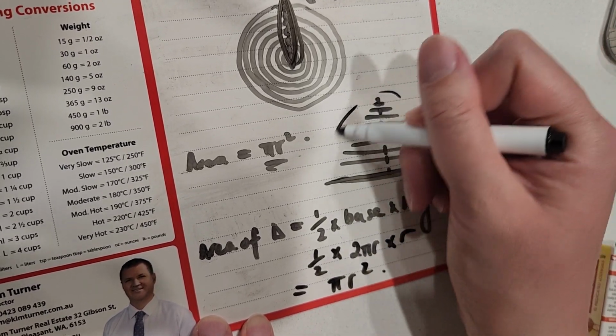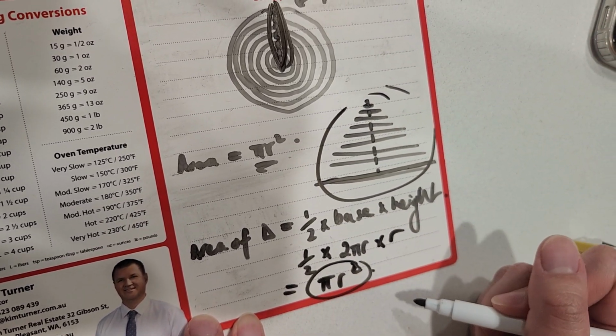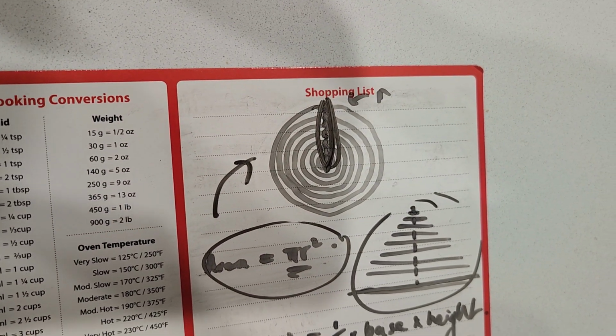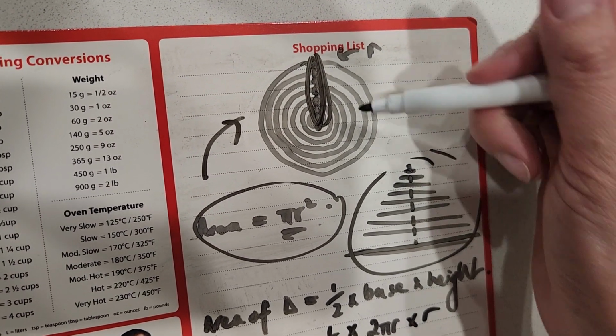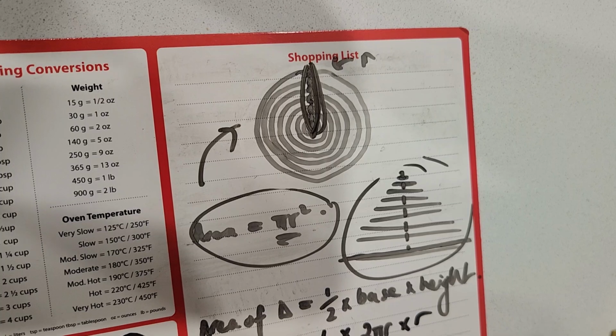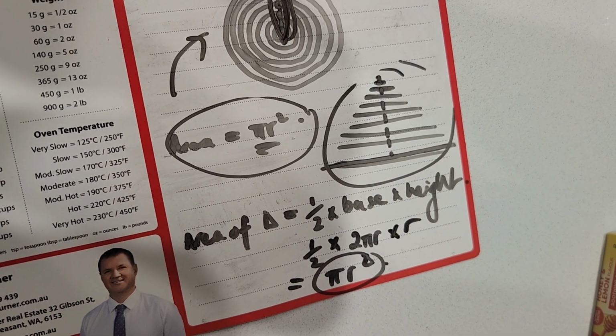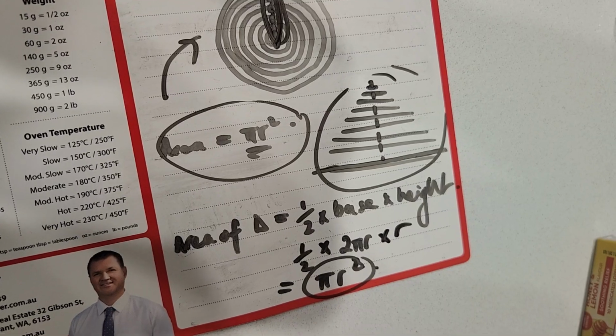So that means the area of this triangle is pi r squared, which would equal the area of a circle as well. Whoa. Because we're using this idea to model how to get the area of a circle. What the hell? Does that make sense? Yes. Okay.